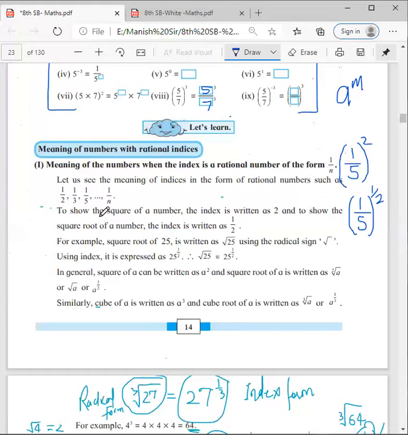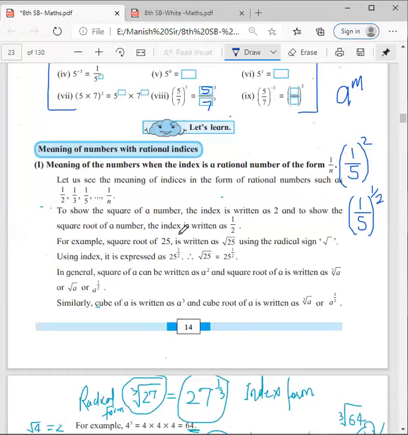If you want to show the square of such a number, what you can do is write the power as 2. So you can write the power of that number as 2.